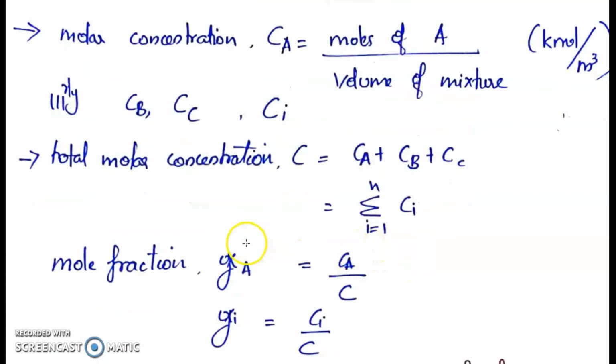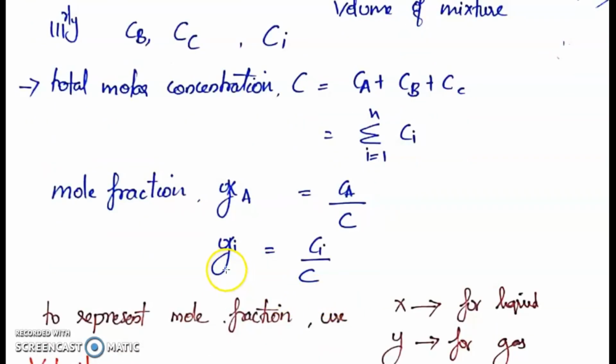And another quantity is mole fraction. Just like mass fraction, mole fraction is equal to moles of A by total moles in the mixture, which is equivalent to molar concentration of A by total molar concentration C. So mole fraction y_A is equal to C_A by C, and generally we can write y_i is equal to C_i by C for the component i.